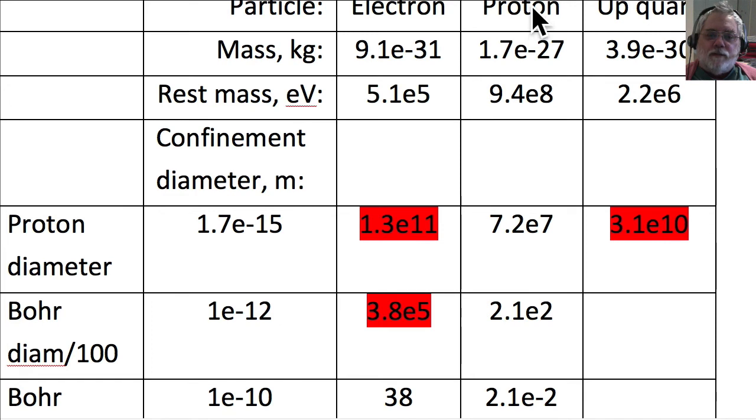Now let's take the proton and confine it to a proton diameter and see what happens. We get a ground state energy of 70 million electron volts. And although that seems like a lot of energy to us, it's less than a tenth of the proton's rest mass energy. So the proton doesn't really mind being confined to its proton diameter. It doesn't care.